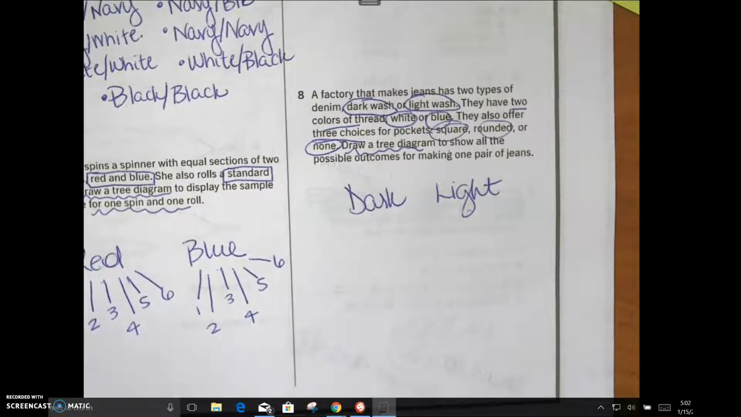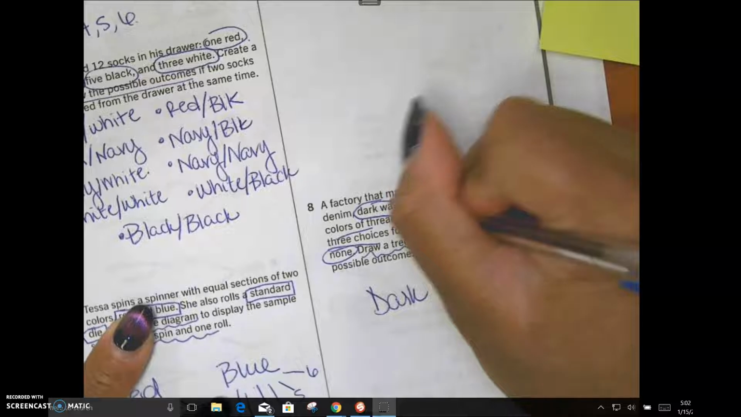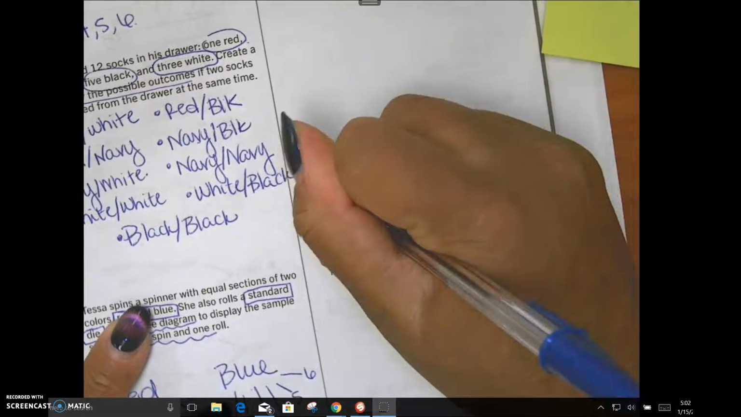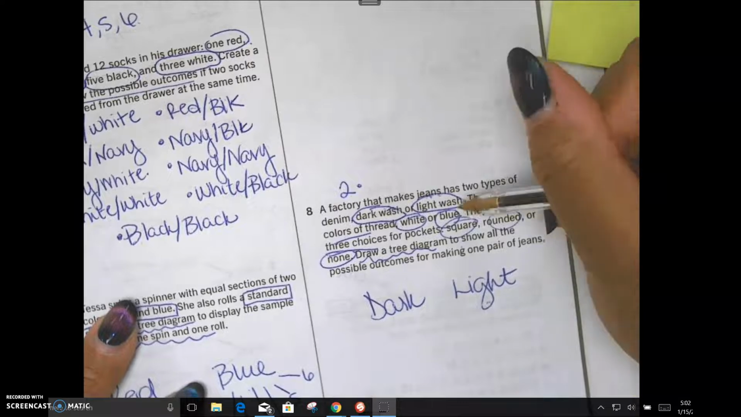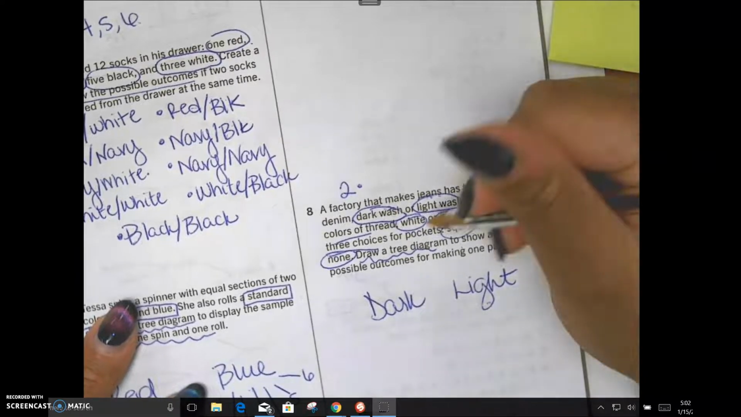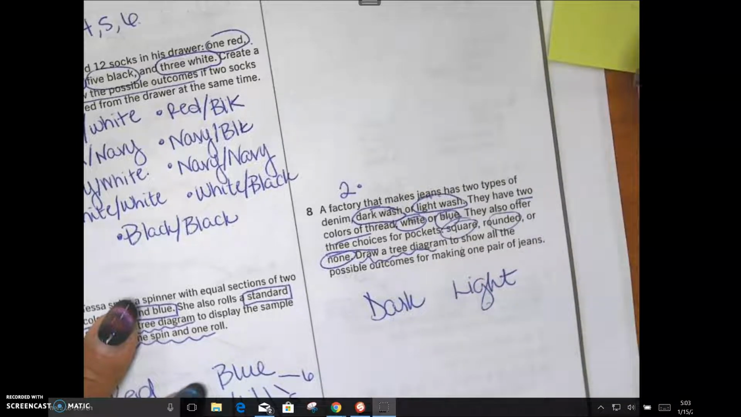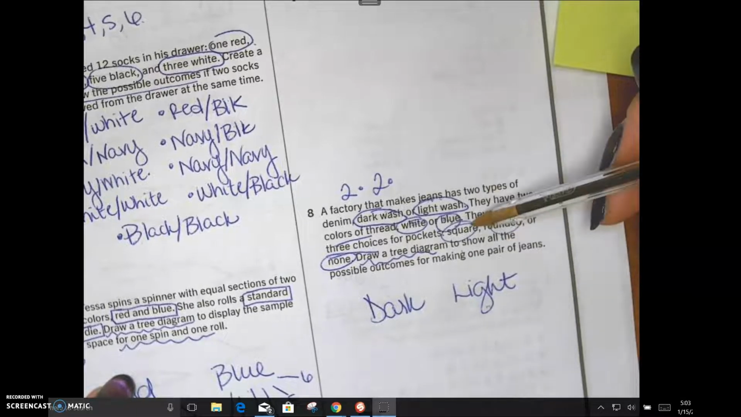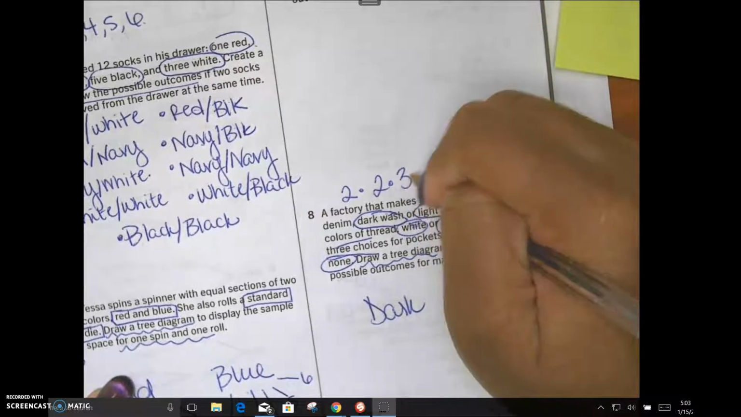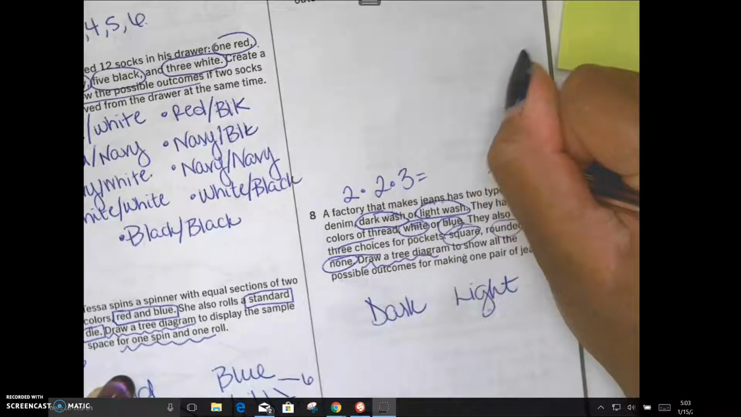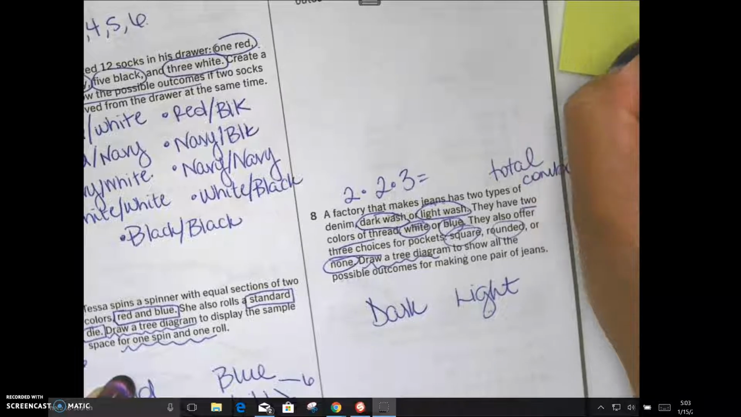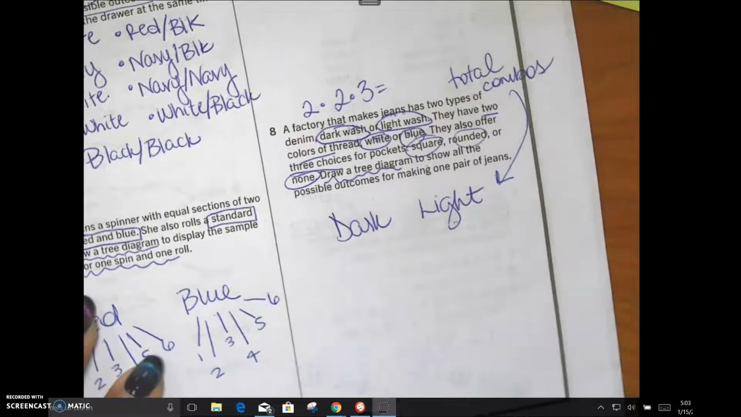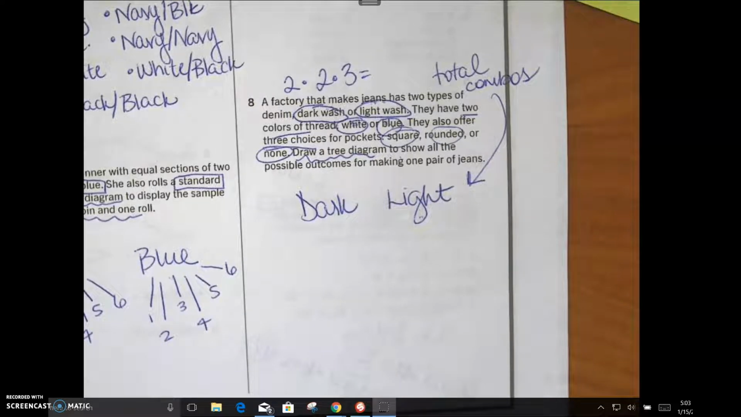Okay, dark and light. Then what do I need for each dark and light? Oh, timeout. How many different options of washes do I have? 2 washes. And according to the counting principle, I need to multiply by how many different threads? 2. And then how many different pockets? Right here, I circled them. Square, rounded, or none. 3 different kinds of pockets. This will give me the total number of combinations. Total combos. So then that should help guide my tree diagram when I complete it. That would show me how many branches I need to have at the end once I'm done with my tree diagram. It's 12.